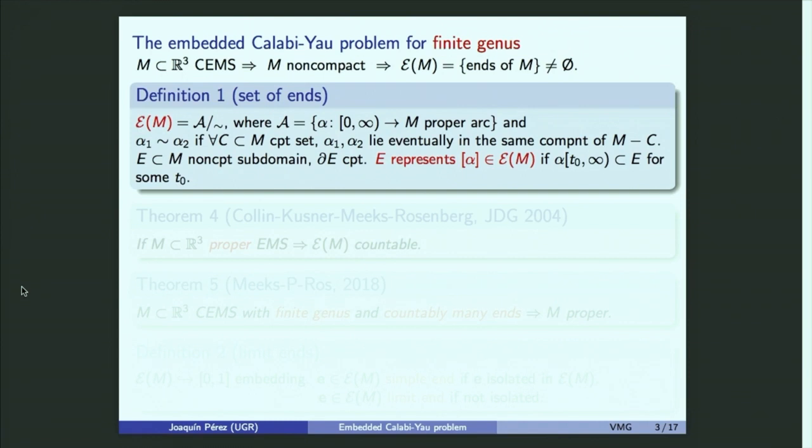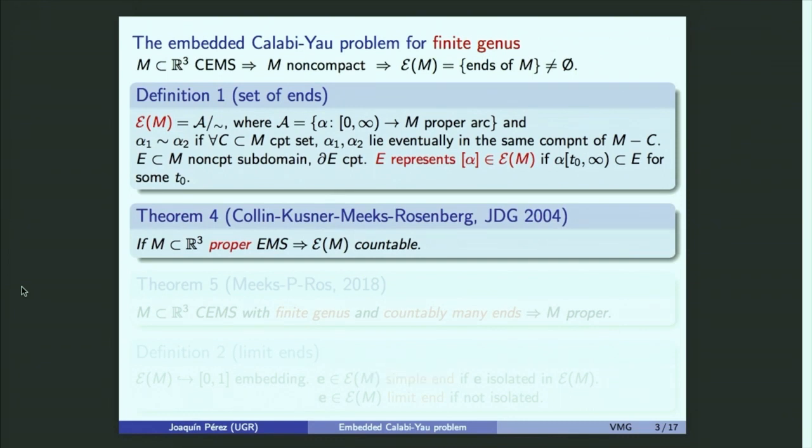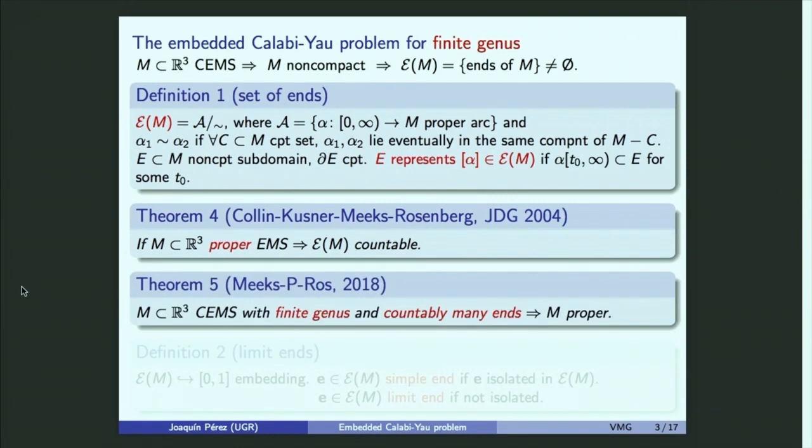So that's a definition. And then, don't forget that we want to know some conditions in order to imply properness, okay? To be able to get properness. So if the surface were proper, in the end, it would have countably many ends. This is a consequence of a result by Collin, Kusner, Meeks and Rosenberg. And what we are going to show is that if you put that hypothesis, so finite genus plus countably many ends, then you can prove properness. Okay? So that's the main theorem.